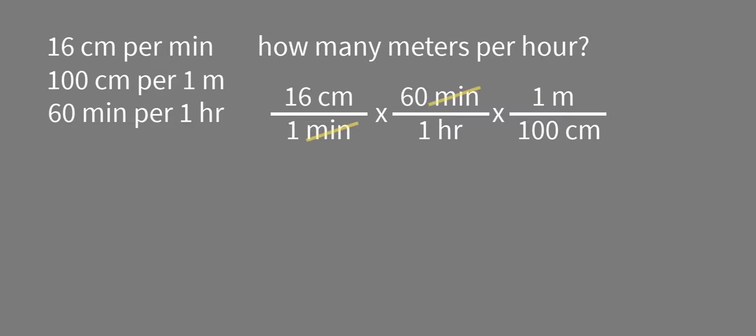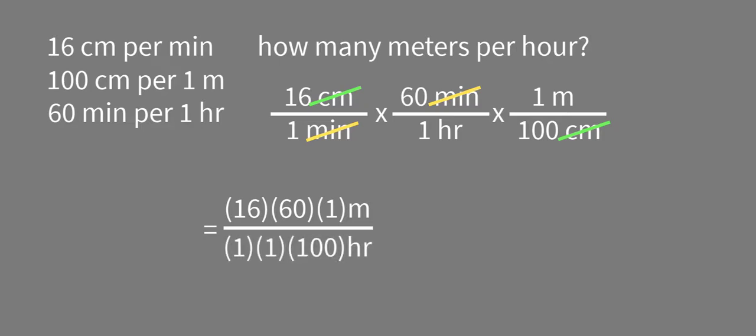Now we can cancel our units of minutes because there's one in the bottom, one on the top. We can cancel our units of centimeters because there's one on top and one on the bottom, and then we multiply across the top and multiply across the bottom. So this is 16 times 60 meters per 1 times 100 is 100 hours. And we can go ahead and reduce this before or after. It doesn't really matter. So we'll go ahead and let's just start reducing with common factors that we know of.